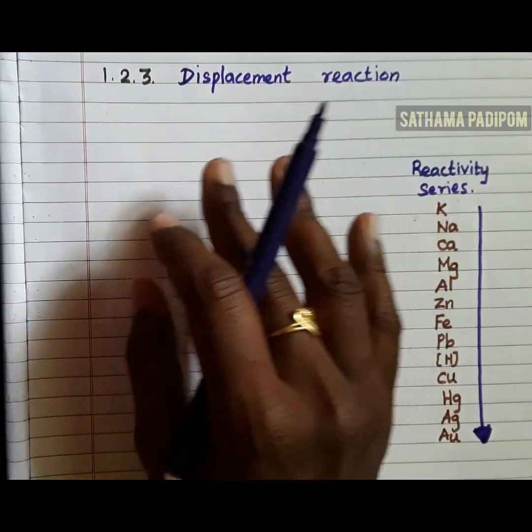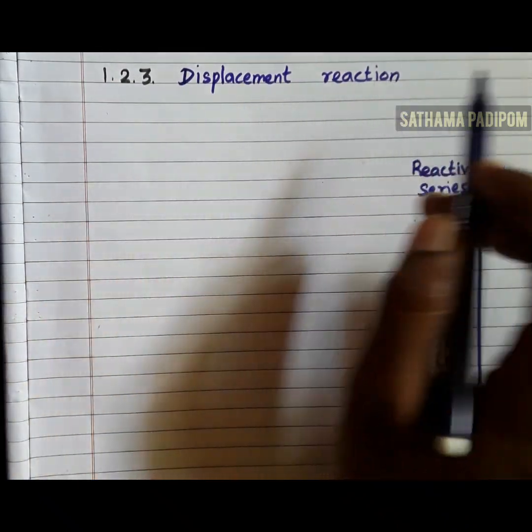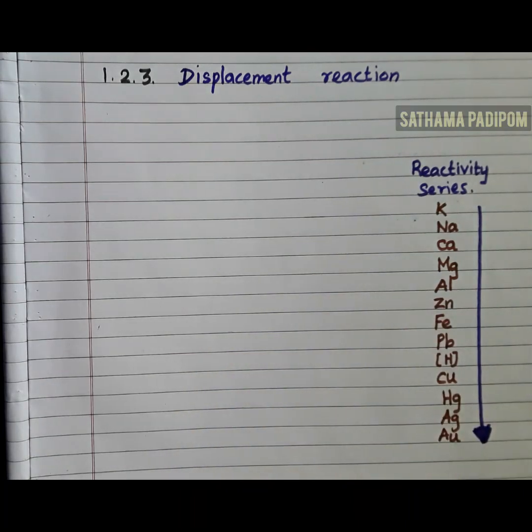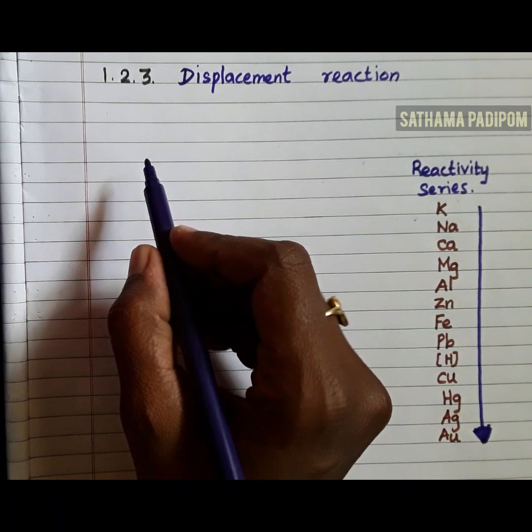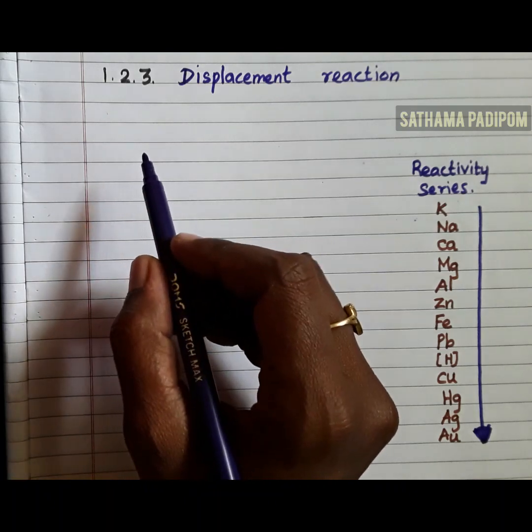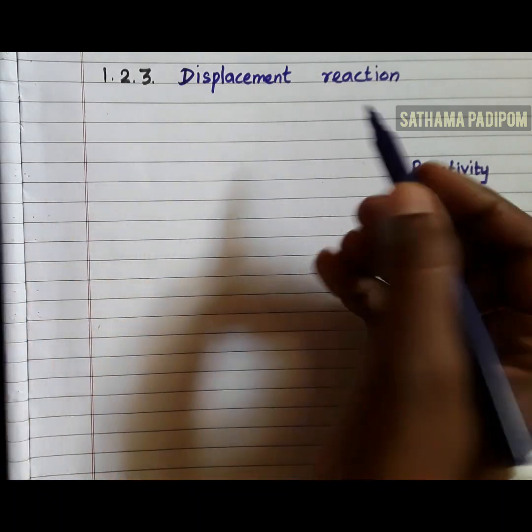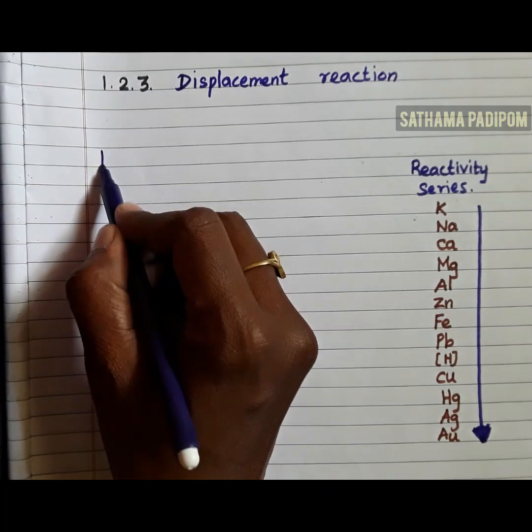And in today's class we are going to discuss the displacement reaction. From the name itself we can say what the meaning of displacement reaction is. Displacing, something is going to be displaced in this reaction. So first I will write the equation, then I will give the definition, then you can understand better.